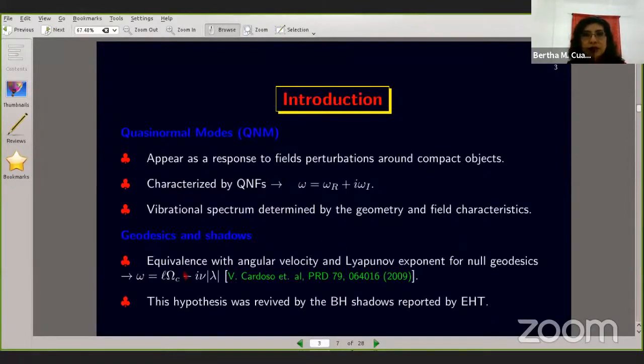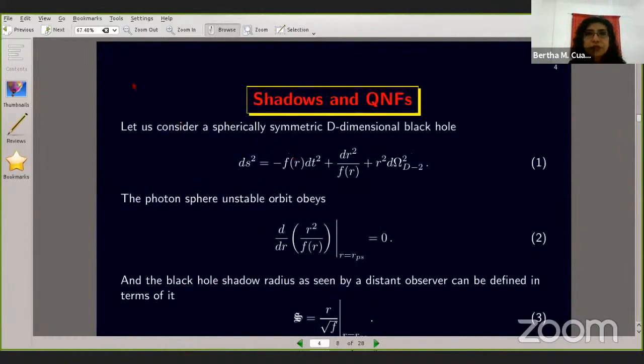And now this hypothesis has been revived due to the black hole shadow reported by the Event Horizon Telescope. And the main objective of this work was to make this missing connection between the quasi-normal frequencies and the shadow radius. Okay, so let me talk about this correspondence.